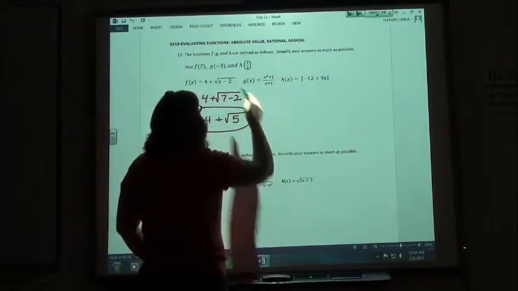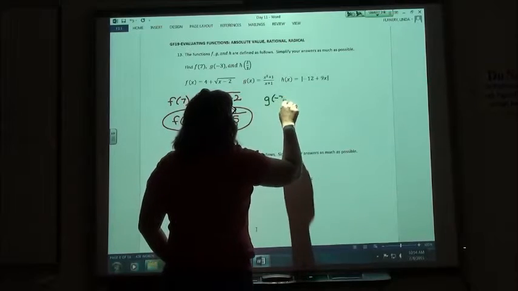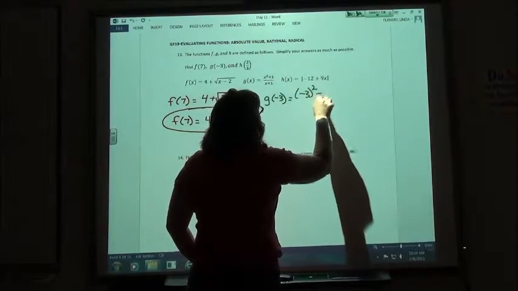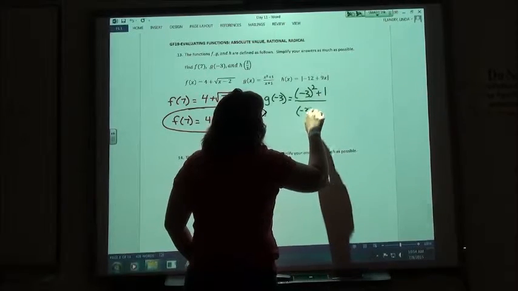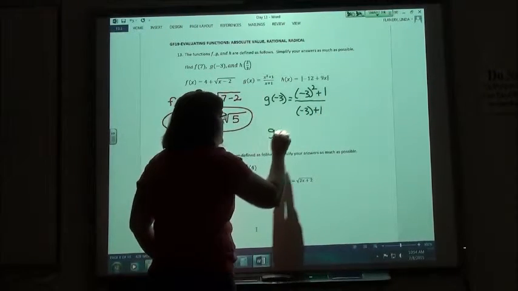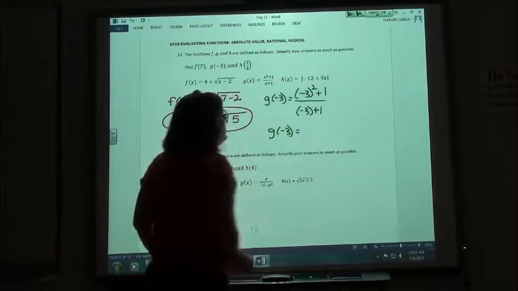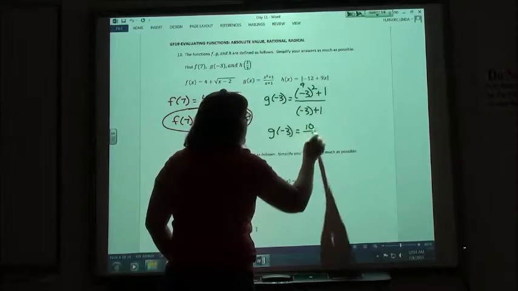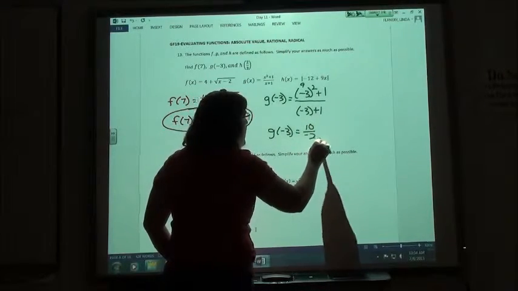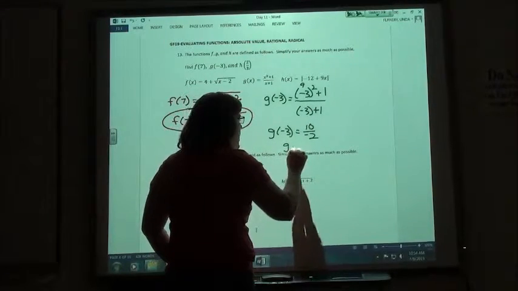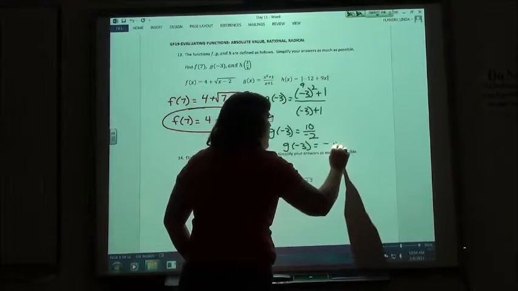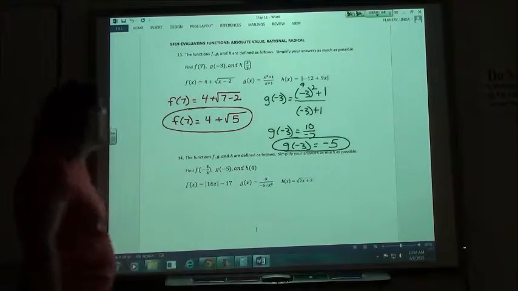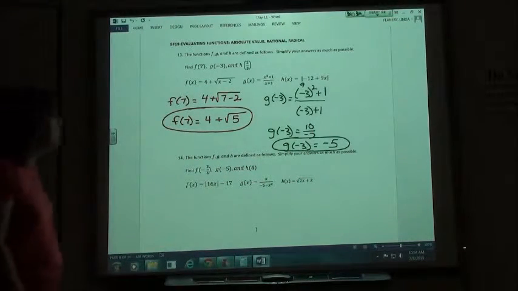If I look at the next one, I'm going to do g of negative 3, which says I'm going to do negative 3 squared plus 1 over negative 3 plus 1. So g of negative 3, so negative 3 squared is 9, 9 plus 1 is 10, negative 3 plus 1 is negative 2, so g of negative 3 is going to equal negative 5. 10 divided by negative 2 would be negative 5.